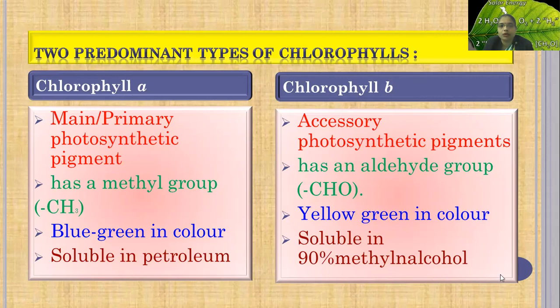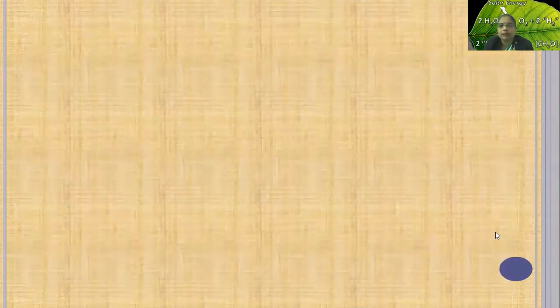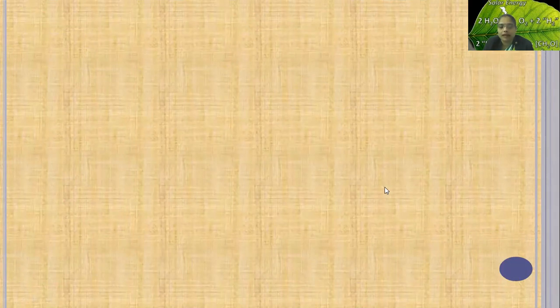So in today's lecture we discussed all the concepts of photosynthesis, then pigments, then structure of chloroplast, early experiments.